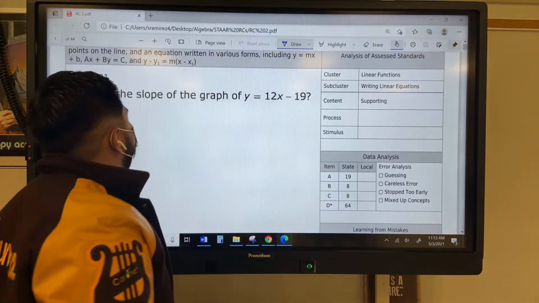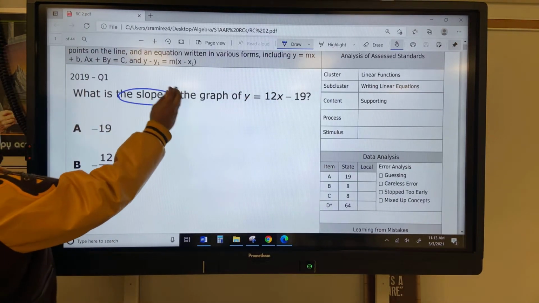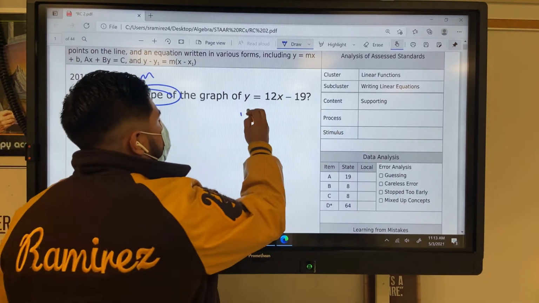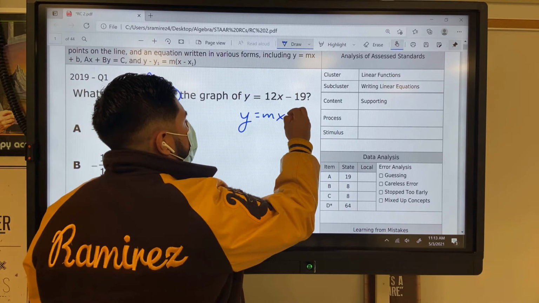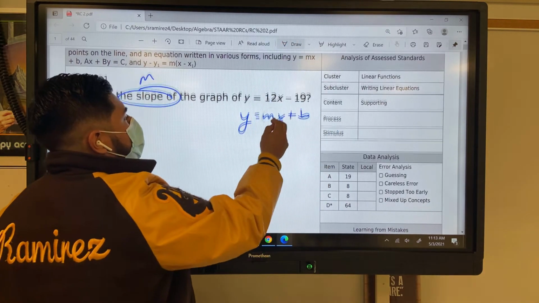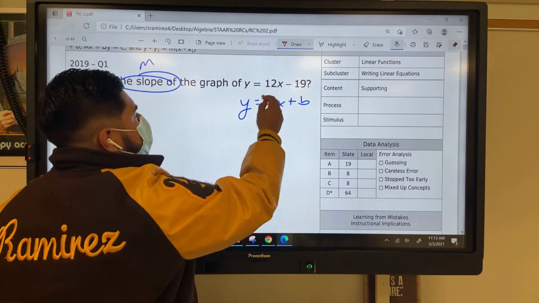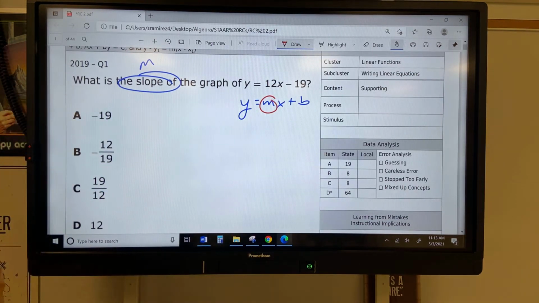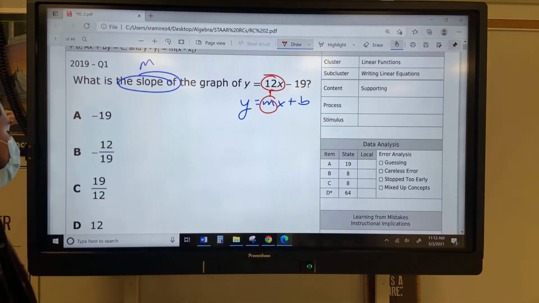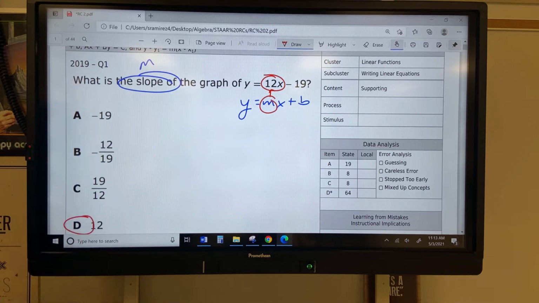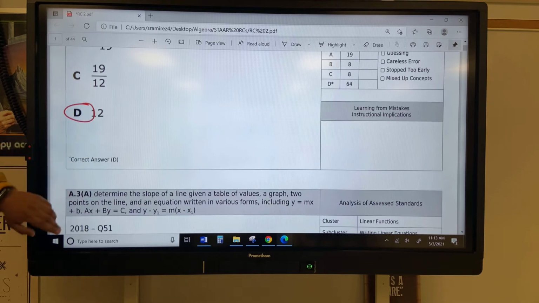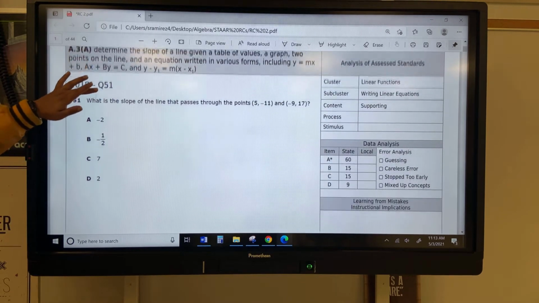So right here it's asking what is the slope. You should hopefully remember slope is m. Where does the m come from? y equals mx plus b. If I know slope is m, I'm looking for the m that is in front of x. How should I know what my slope is from this equation? Boom. That's it. You should know that slope is m. The correct answer is D.